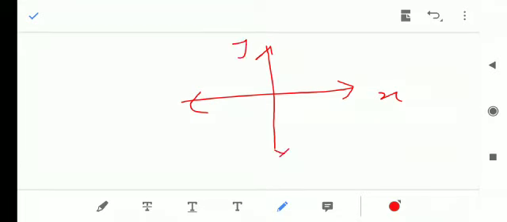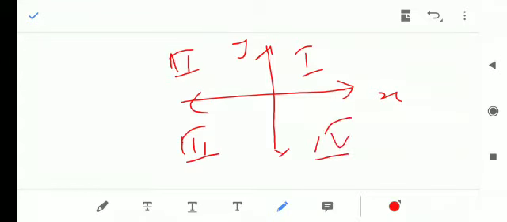You can see this is quadrant number 1, this is quadrant number 2, this is quadrant number 3, and this is quadrant number 4. And so far as the angle is concerned, if you can recall, in the first quadrant the angle is alpha, and alpha is from 0 to 90, that is, an acute angle. Here alpha is an acute angle.